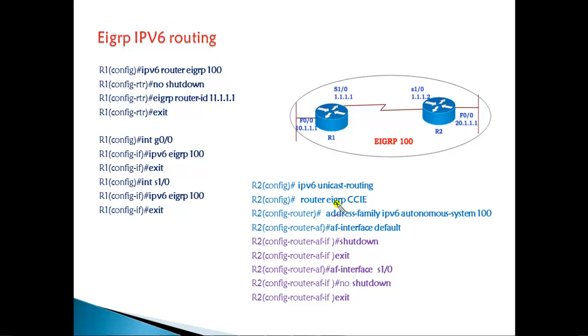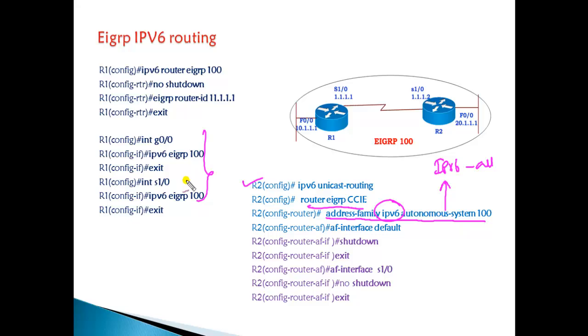But in case of IPv6 configurations in EIGRP name mode, the first thing, we need to enable IPv6 unicast routing, and then we go to the router EIGRP instance, just like we did in the normal mode. We say address family IPv6, and by default, once you add this command, it is going to enable IPv6 automatically on all the interfaces. Which means we don't need to go to each and every interface to enable IPv6 EIGRP. Once you add this command, address family IPv6 autonomous system 100, it's going to enable on all the interfaces.